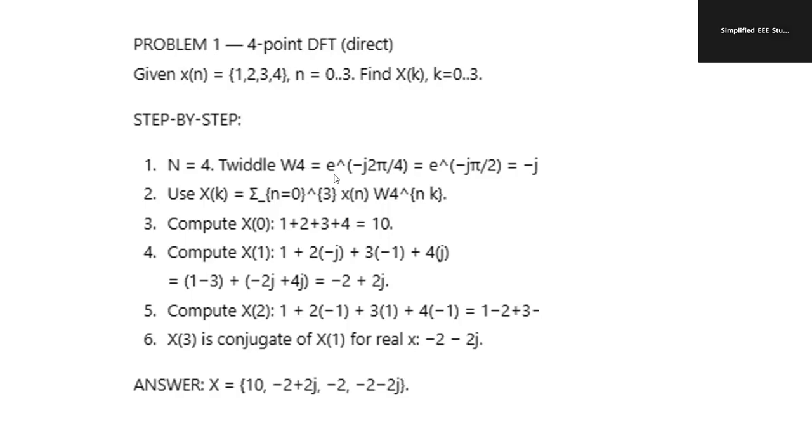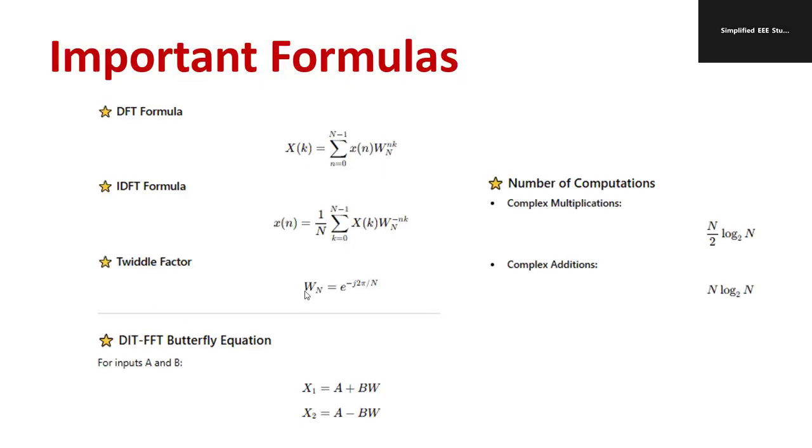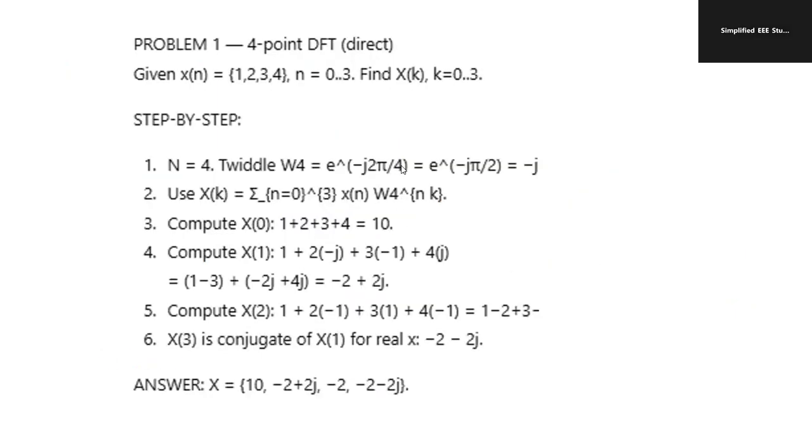Compute the twiddle factor using the formula which you already studied, how to calculate the twiddle factor, e to the power minus j 2 pi by N. Here capital letter N should be 4. Then substitute accordingly, you will be getting the operator minus j. Compute x of k. For that purpose, you can use this formula to compute the x of k. So you have to multiply this factor with the twiddle factor. Therefore, you will be getting x of k.